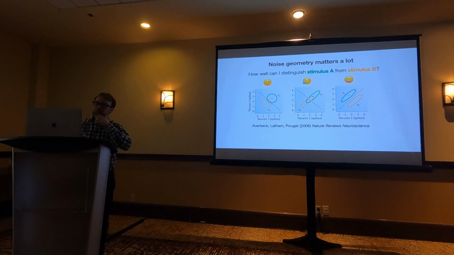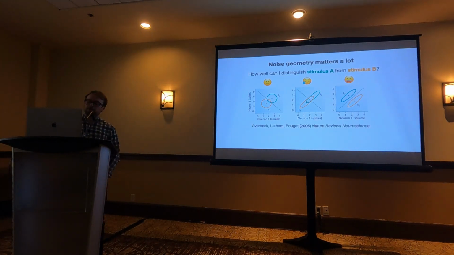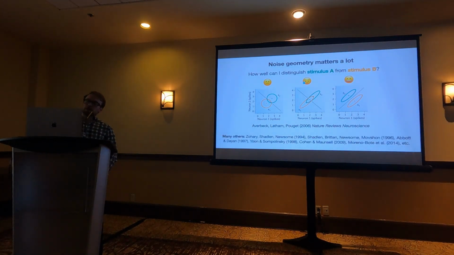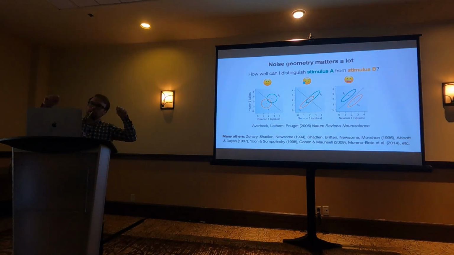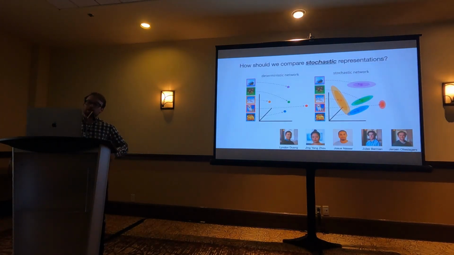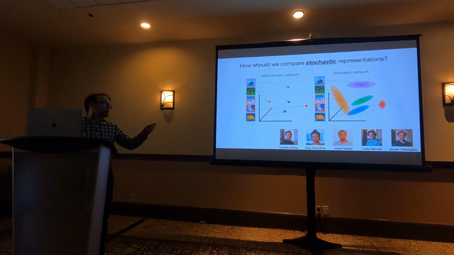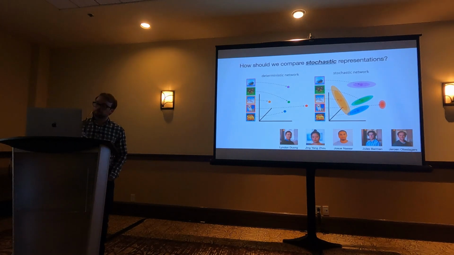These are figures that I took from this really nice and landmark review by the authors here. There are many, many other works dating back to the mid-90s where people were interested in this problem, and it's still actively being studied today. The point is, if you just looked at the trial average response, you would entirely miss all of this really important structure that has implications for how we expect animals to actually behave on the task. So we wondered how we were going to compare stochastic representations, and this was joint work, again, led by Linden Duong with co-first author Jingyang Zhao and the other trainees listed here.